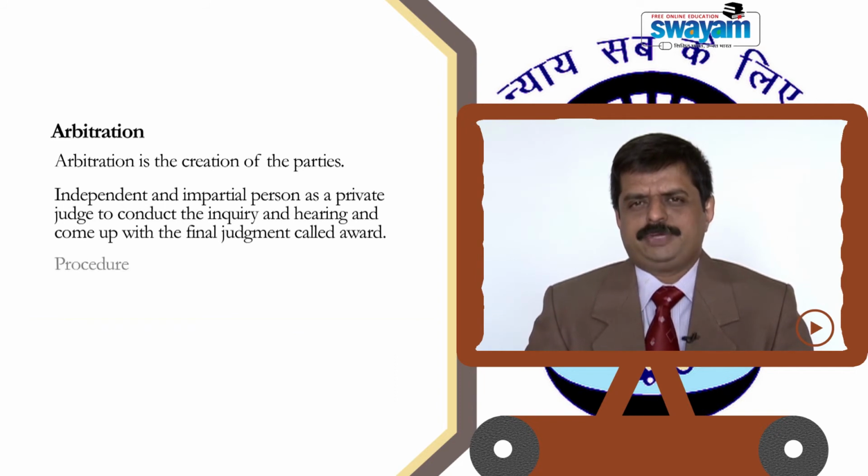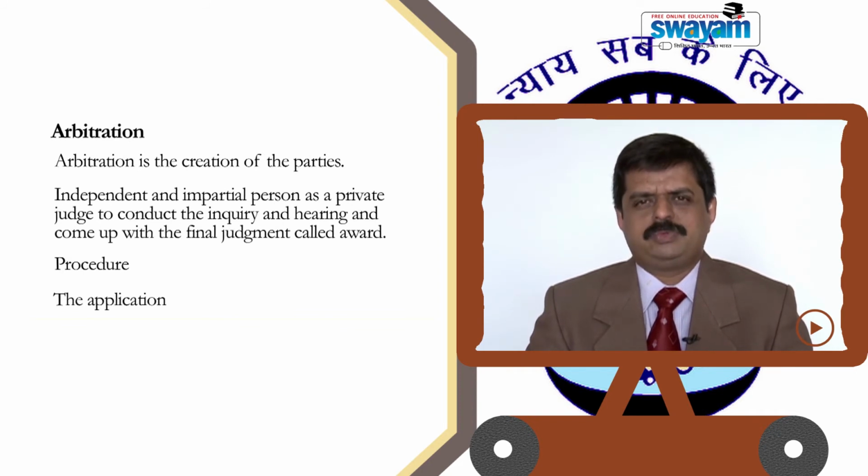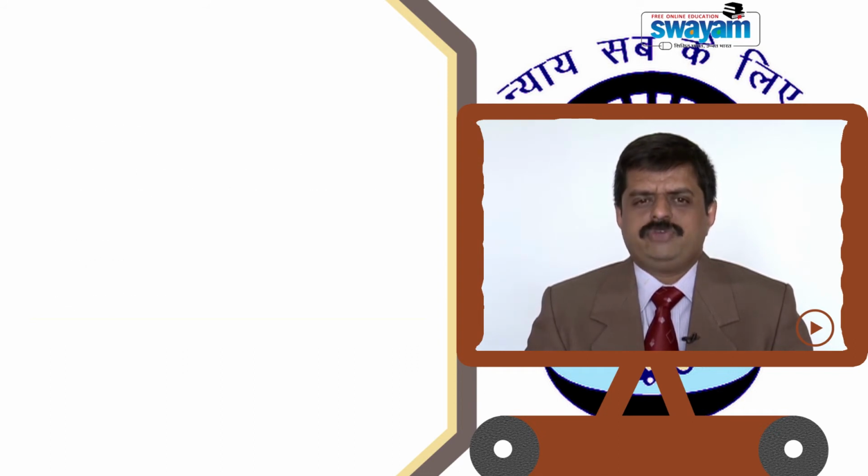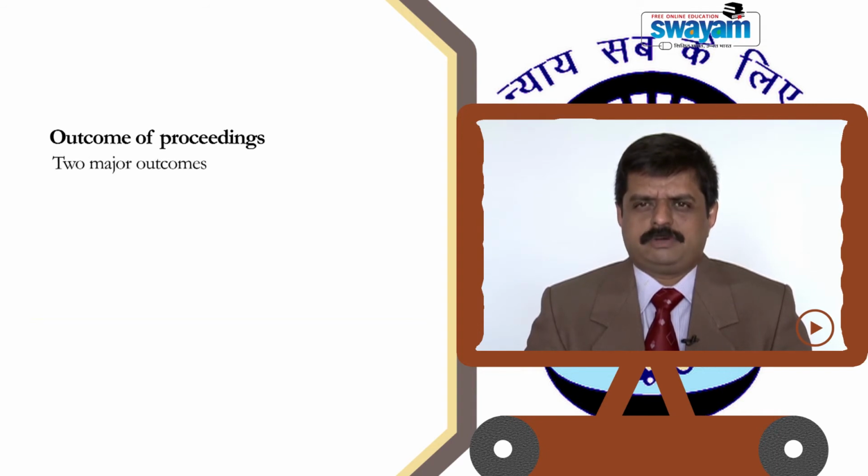There are a few prerequisite requirements. Number 1, application. Number 2, written agreement, which is popularly called the arbitration agreement, and the arbitration agreement must possess the name of the arbitrator. So, when you look into the outcome of these proceedings, there are two major outcomes: one is award, the other one is settlement.